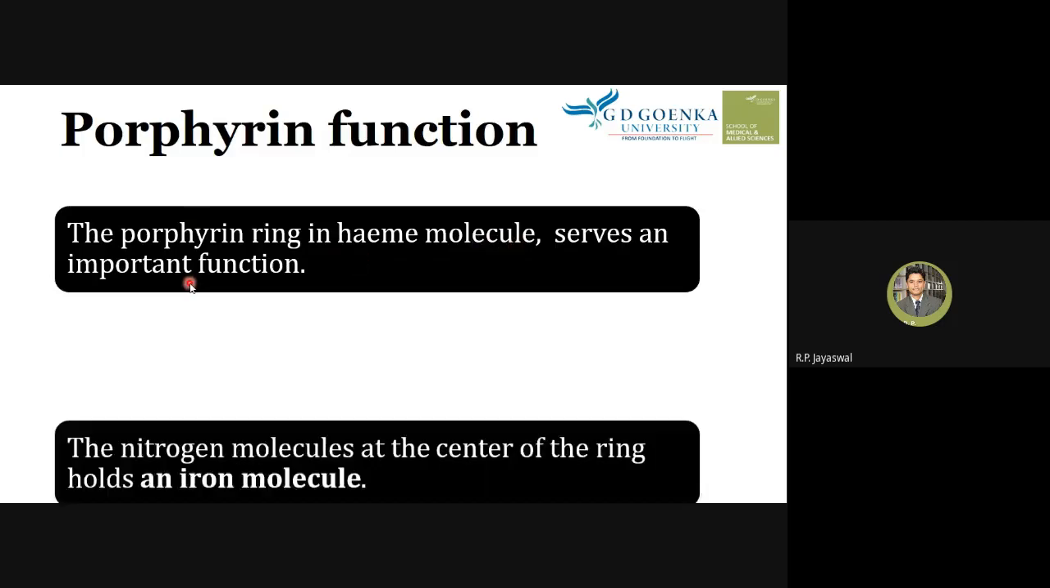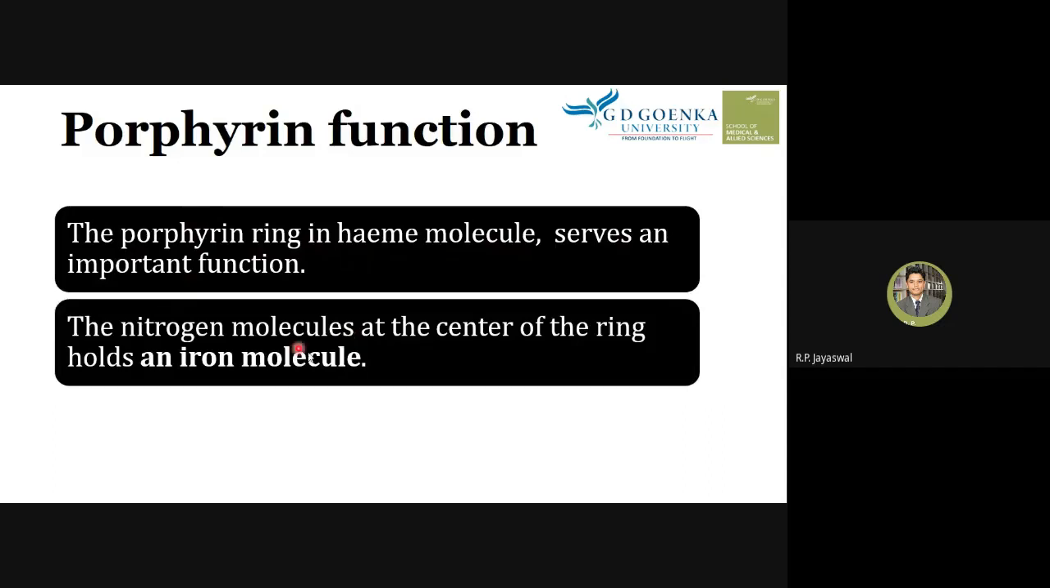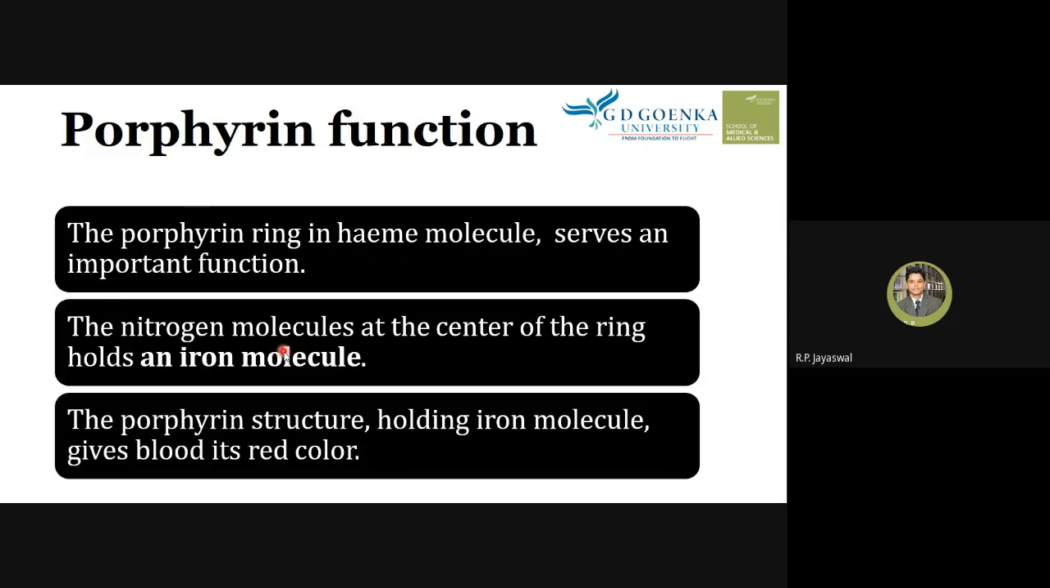The nitrogen atoms of the pyrrole rings, which are at the center of the ring, hold an iron molecule. So this iron molecule is taken up by the porphyrin, and finally it makes the structure of the heme. So the porphyrin structure holding the iron molecule gives blood its red color. So this is the structure as well as the function we have studied for the porphyrin.